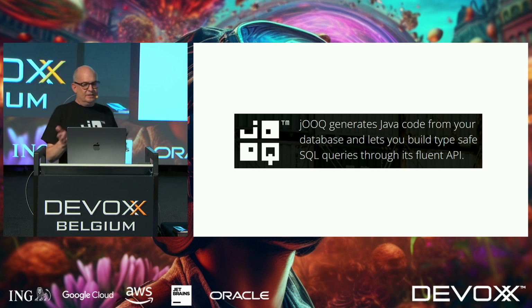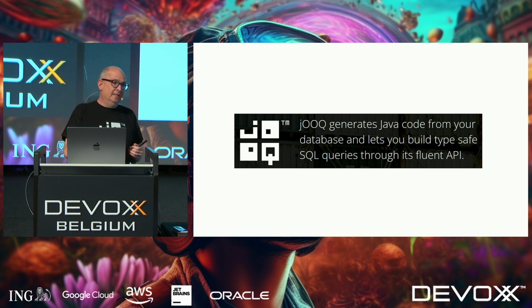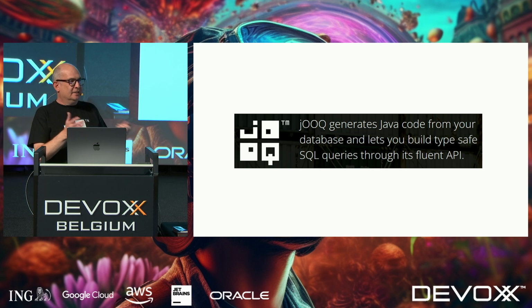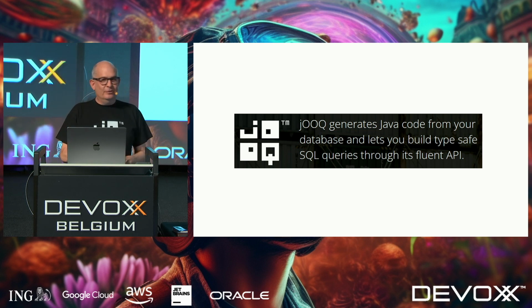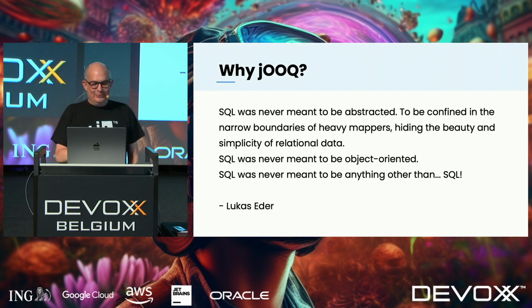So that means jOOQ has two parts. It generates something, and you have a domain-specific language that you can use to execute SQL. So that's it. So you can go now. You know everything that you need to know about jOOQ, and start with it. Thank you. So why should you use jOOQ?